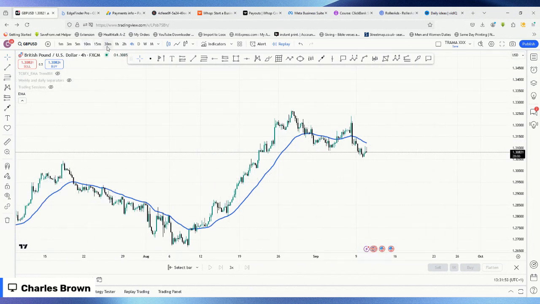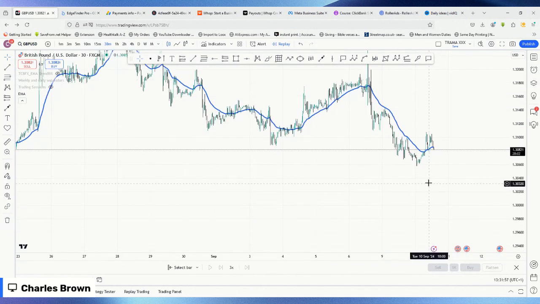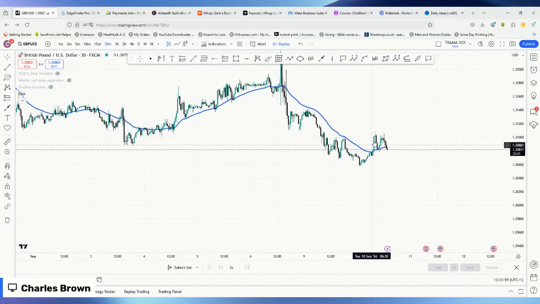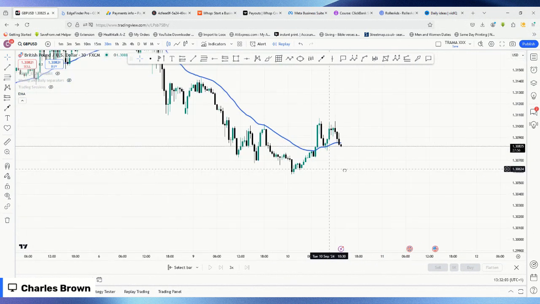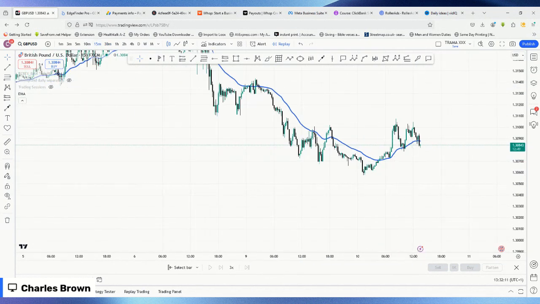You can also go to check the 30 minutes. The same thing, it is struggling to stay bullish, it is bearish. I can see price is trading around there. Currently price is below the moving average. So all of this is what you learn when you are using this tool. It's so important to understand how to use the right tool. So that is for the moving average.